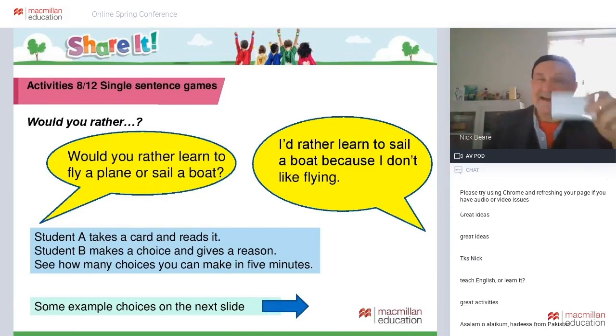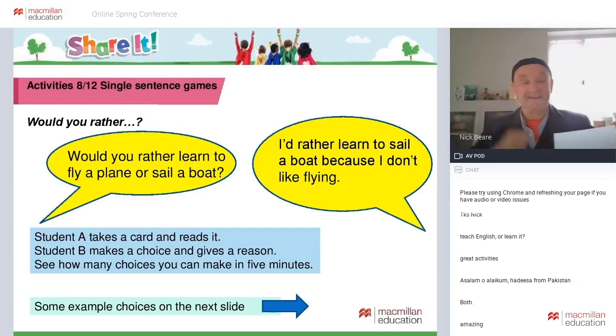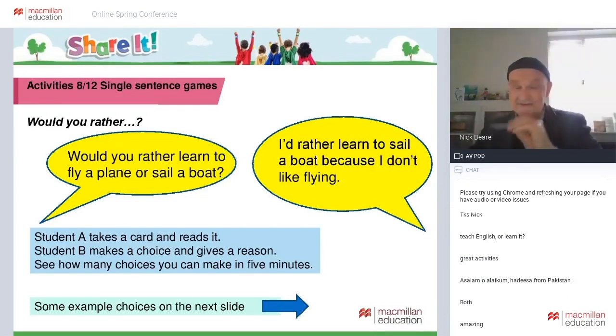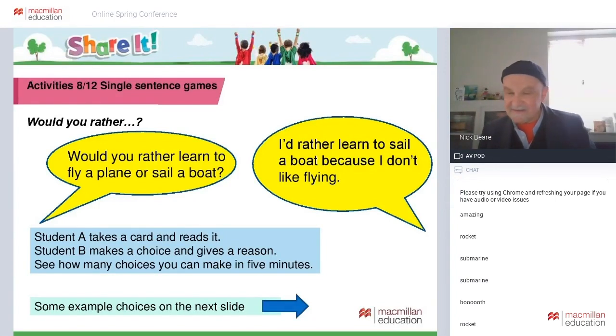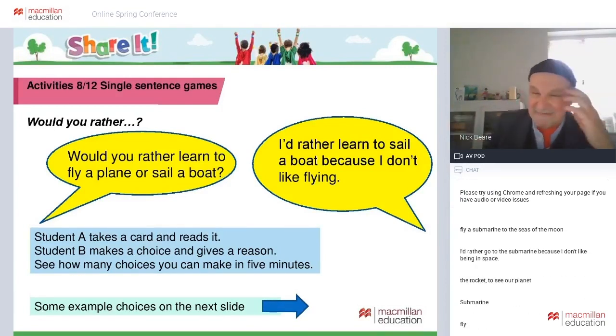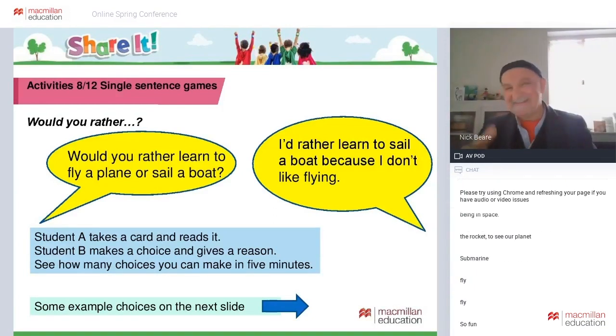Okay, another one. Would you rather fly in a rocket around the moon or in a submarine to the bottom of the sea? Yeah, that's a tricky one. I can't decide that one. Let's ask it. Would you rather fly in a rocket around the moon or a submarine to the bottom of the sea? Let's see what answers we get. Any answers? I'd rather submarine. One rocket. Both. No, you can't have both. You've got to choose one.